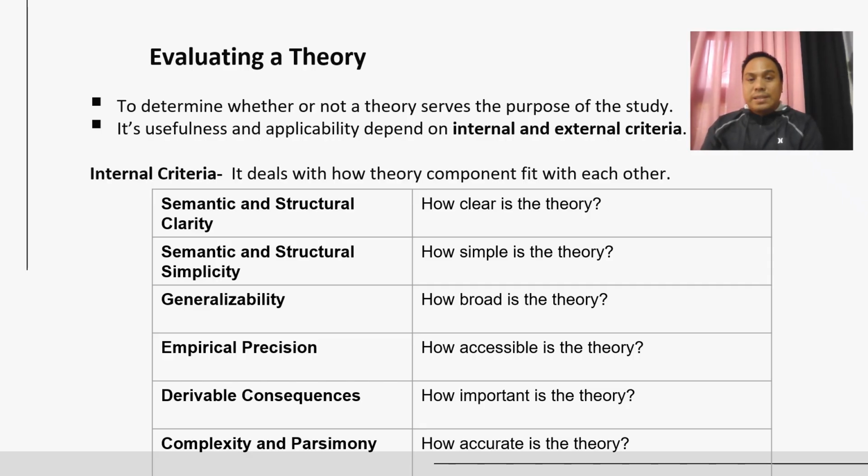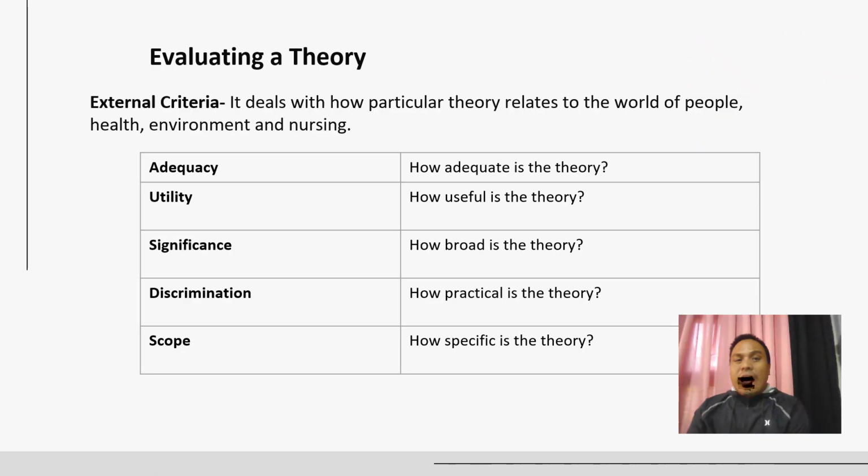Generalizability. How broad is the theory? Empirical precision. How accessible is the theory? Derivable consequences. How important is the theory? And complexity and parsimony, how accurate is the theory? So yan yung mga pwede nating tanungin in terms of the internal criteria. And then let's proceed to the external criteria.